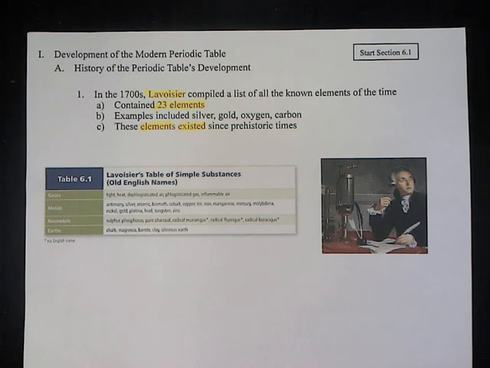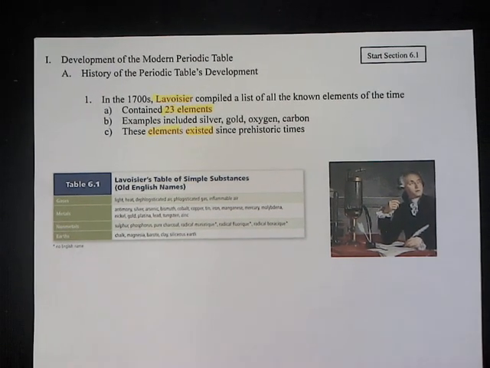All right, today what we're going to be talking about is section 6.1, which deals with the development of the modern periodic table. In section 6.1, our objective is to trace the development and identify key features of the periodic table. So we start out here with why there was a need for the periodic table.